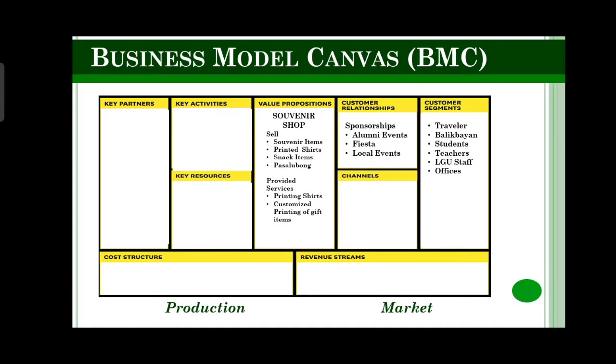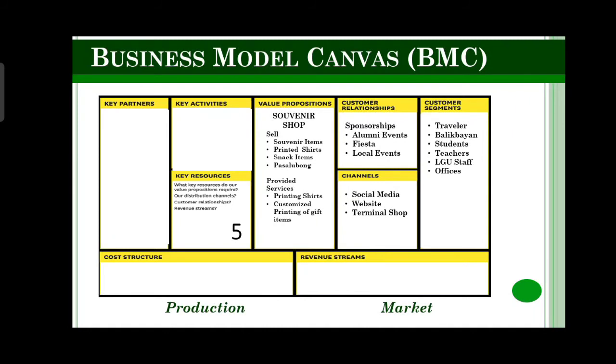Local events. Another is the channel, so that the value proposition can reach them. So, what do you put in channels? This is the means through which you reach your target customers and deliver your products and services to them. Which are cost-effective channels, and how are these channels integrated? For example, for the souvenir shop, it could be social media, website, and the physical store or their terminal shop.